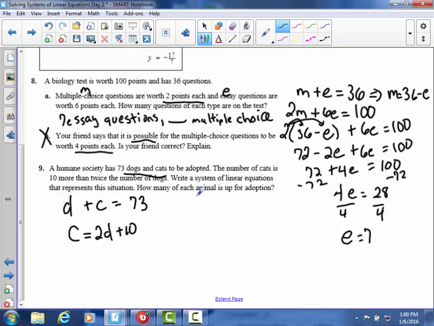And then how many of each is up for adoption? Okay, well that sounds like a job for you to take care of. You need to solve and find out what D and C would have to be. Okay, I recommend substitution because C is already solved for you, and you would just need to substitute 2D plus 10 in to figure out how many dogs, and then you'll be able to figure out how many cats.